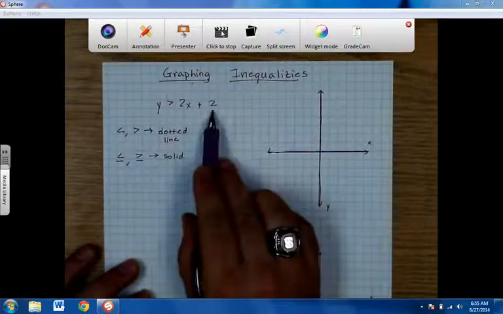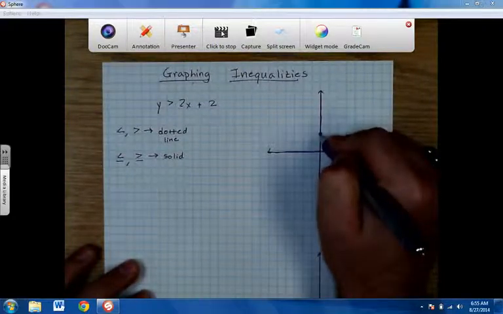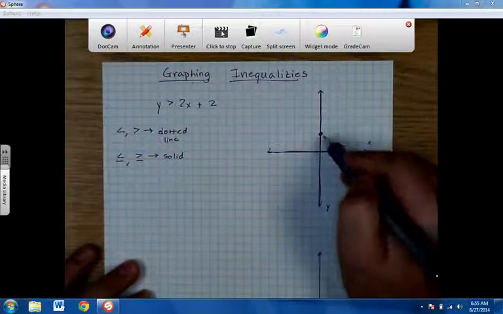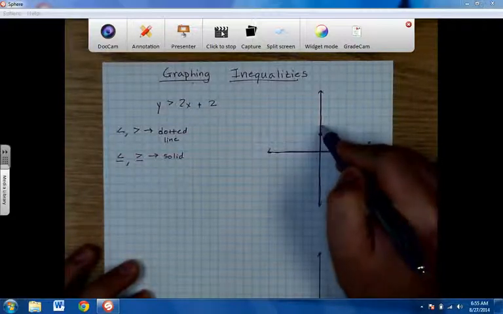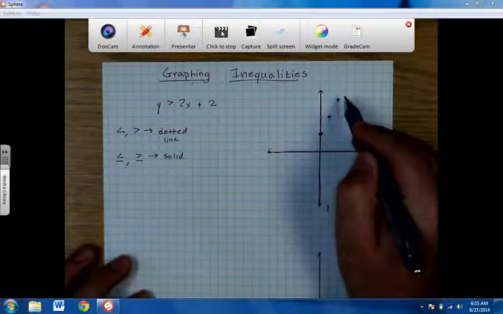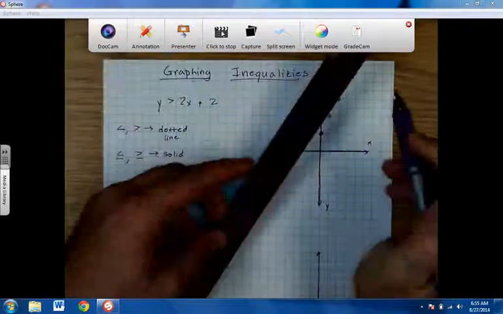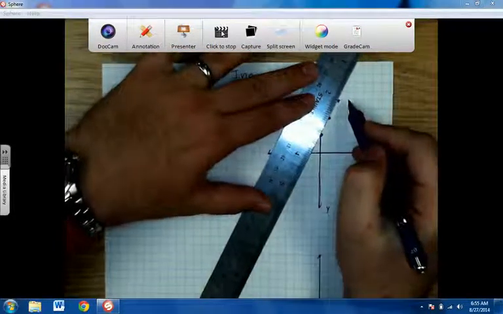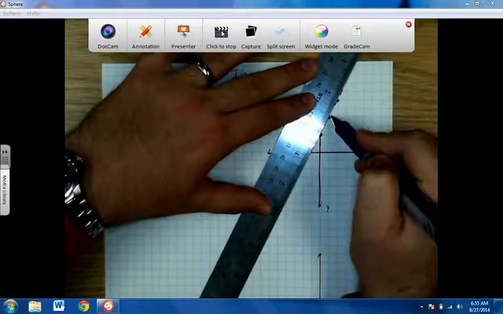We're going to start at 2, where we have a y-intercept, and then using our slope, we're going to count up 2 and over 1. And be sure to make a dotted line.